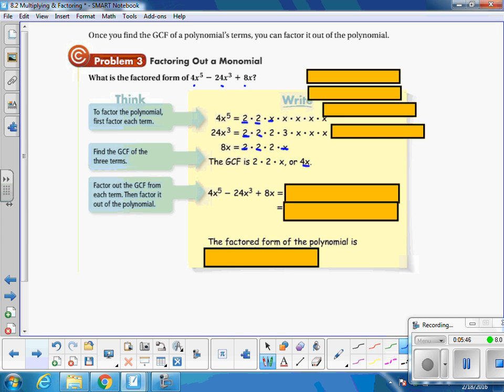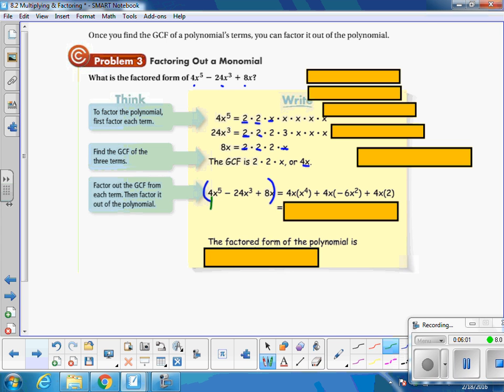So what I can do is actually undistribute. I can pull my 4x out of all of these pieces. And this is how it would happen. So I can see in my first term, 4x to the 5th is made up of 4x times x to the 4th. My second piece is, now remember, I'm trying to pull out that 4x, my greatest common factor, out of all of it. That second piece is 4x times negative 6x squared. So 4 times 6 got me my negative 24, and x times x squared got me my x to the 3rd. Let's look at my last one.